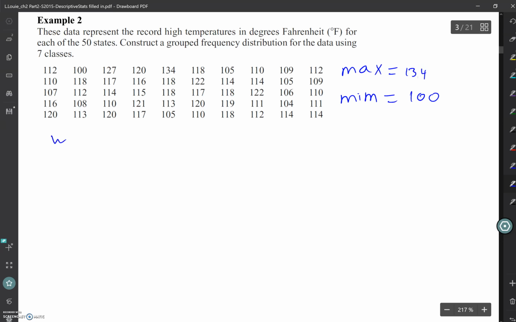So I can get my class width by saying 134 minus 100, and they want 7 classes, so we want to divide by 7. So 34 divided by 7 gets me to 5 point something, right? Or sorry, 4 point something.